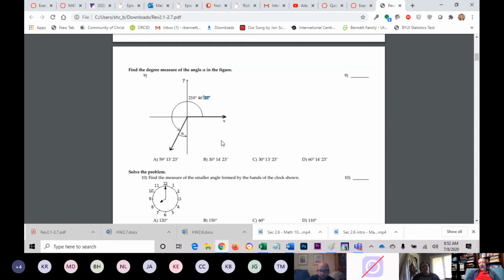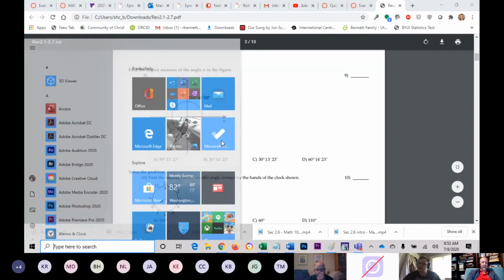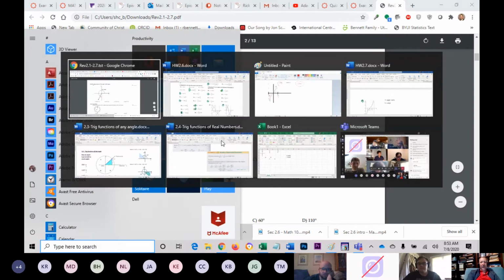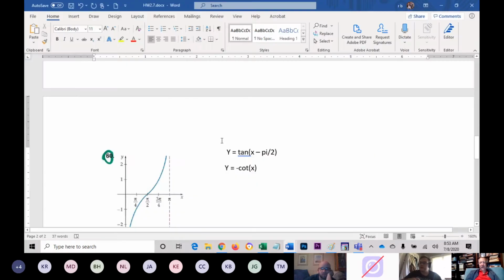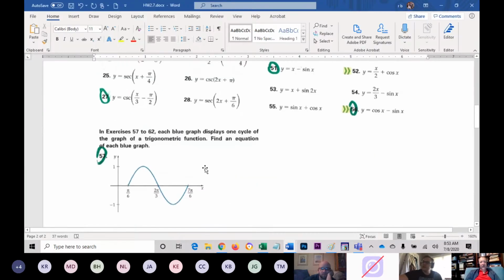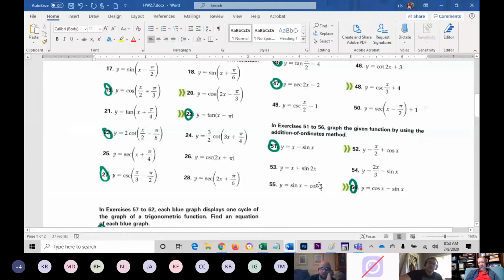All right, what other questions do you guys have? Can we also go over number 56 on the 2.7 homework? It's the one drawing the graph between the sine and the cosine, but I guess I'm just confused on how you actually draw the combination of the two, if that makes sense. Okay.